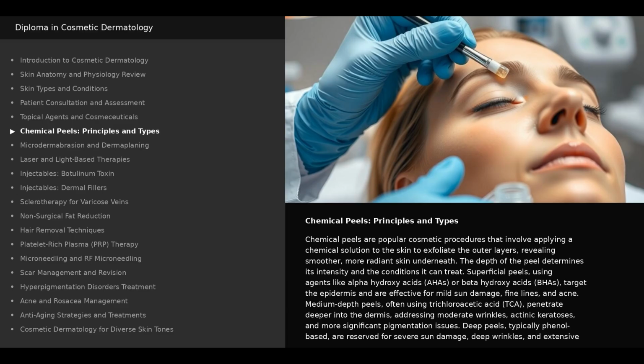Superficial peels, using agents like alpha-hydroxy acids, AHAs, or beta-hydroxy acids, BHAs, target the epidermis and are effective for mild sun damage, fine lines, and acne. Medium-depth peels, often using trichloroacetic acid, TCA, penetrate deeper into the dermis, addressing moderate wrinkles, actinic keratoses, and more significant pigmentation issues. Deep peels, typically phenol-based, are reserved for severe sun damage, deep wrinkles, and extensive scarring, requiring significant downtime.